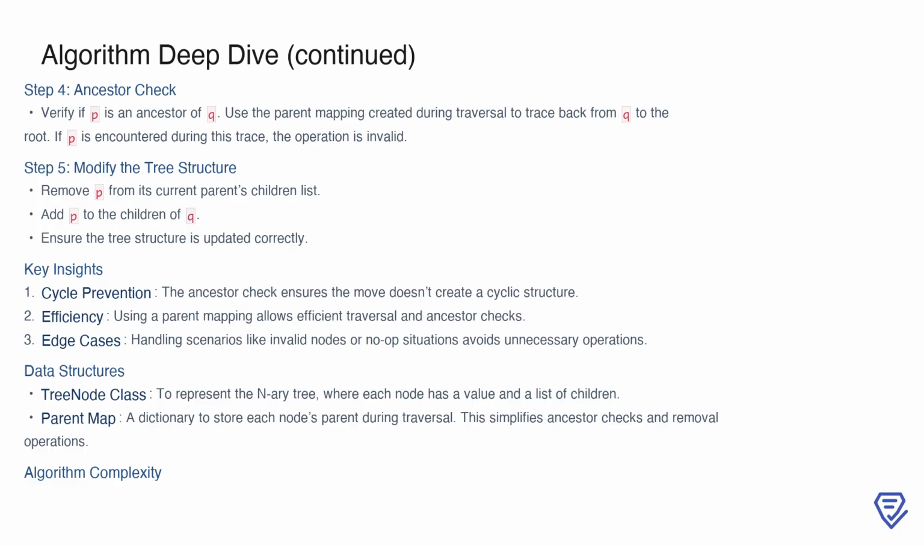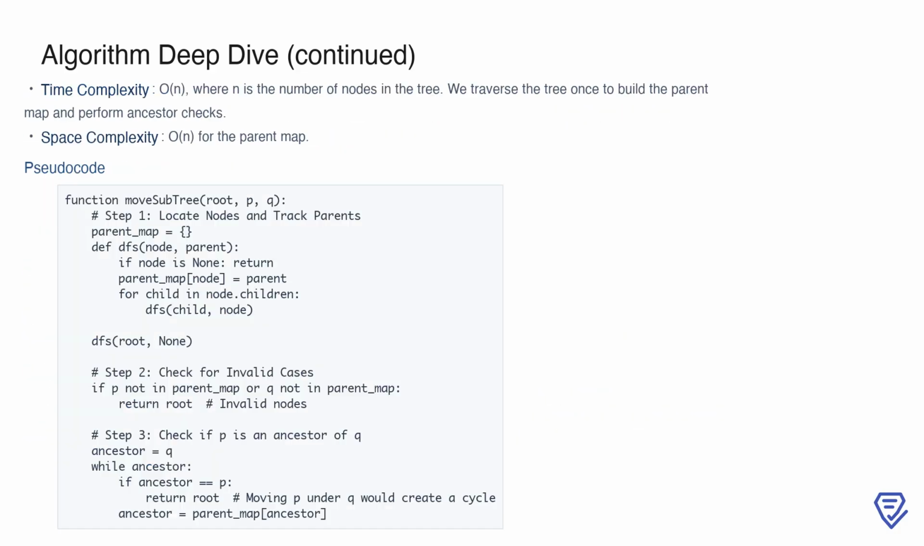The tree is typically represented using a tree node class, which includes a value and a list of children, and the parent map is implemented as a dictionary to simplify operations. Analyzing the computational complexity of the algorithm, we see that the time complexity is O(n), where n is the number of nodes in the tree. This is because we traverse the entire tree once to build the parent map and perform ancestor checks. The space complexity is also O(n), as we store the parent mapping for all nodes. Let's look at the pseudocode for the algorithm.